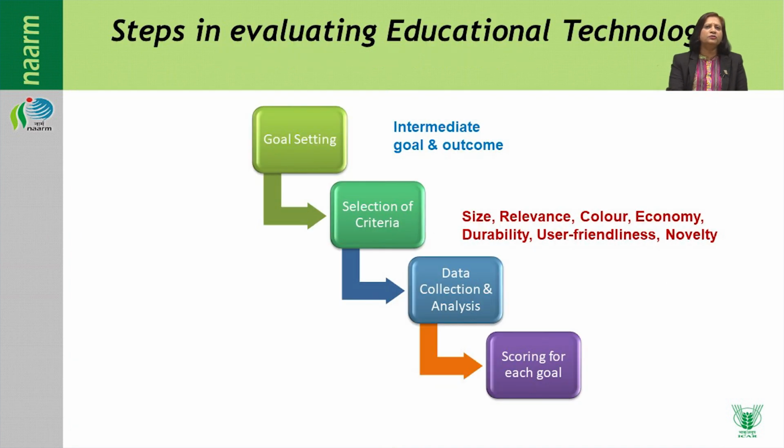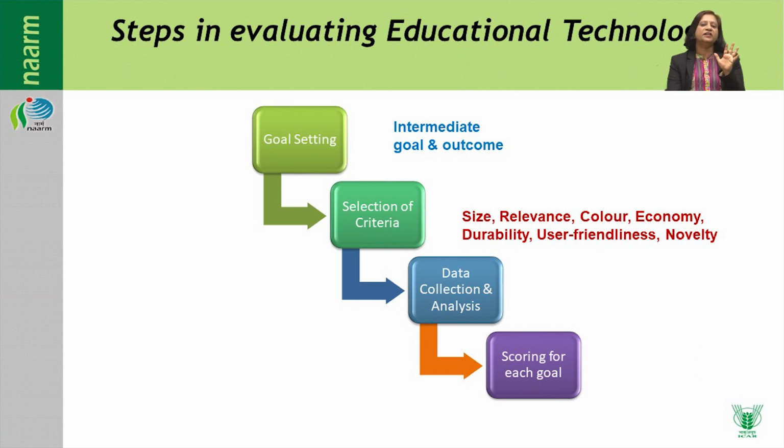Now, we will talk about the various steps that are followed to evaluate educational technology. In this, we will talk about four steps that we will follow. First one is goal setting, then selection of criteria, data collection and analysis, and scoring for each goal.